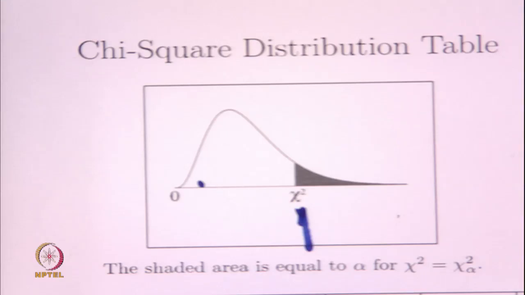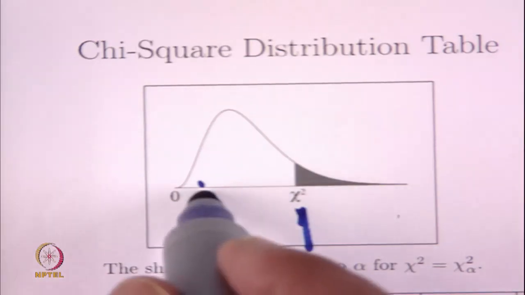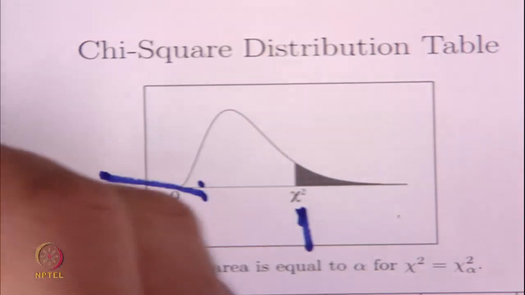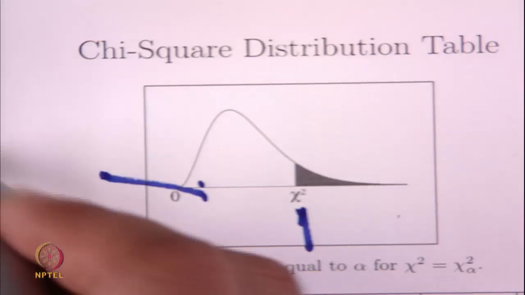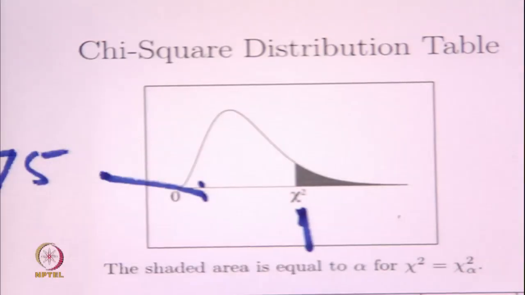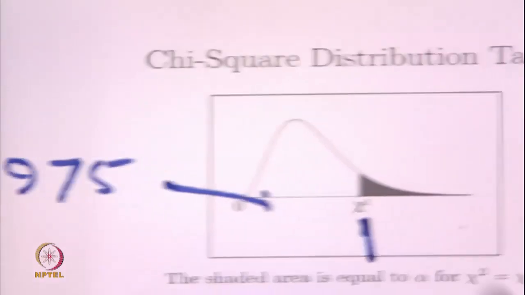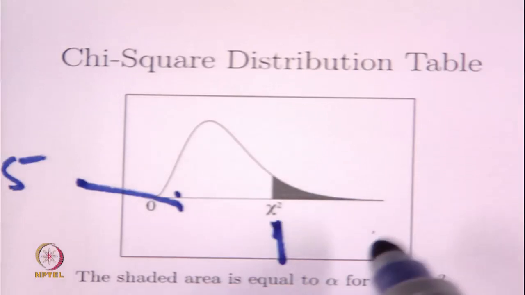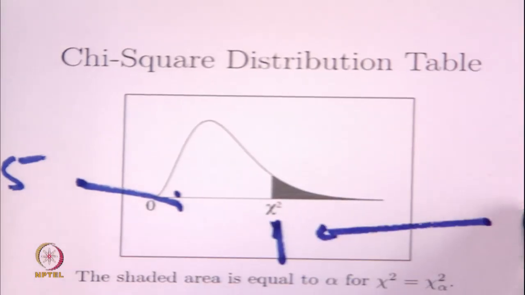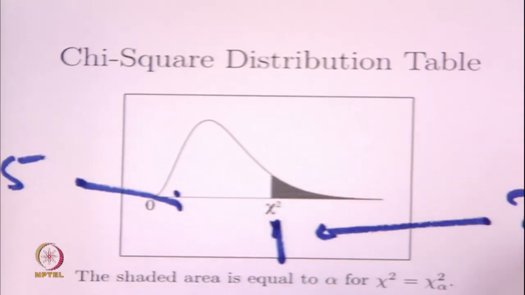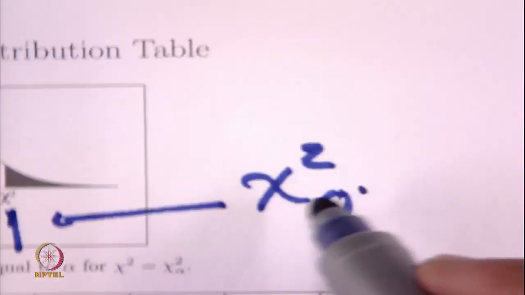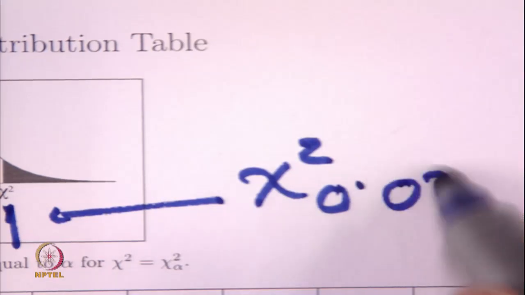or in decimal form, this value will give the chi-square with 0.975, and for this we are looking at the value for chi-square with 0.025.